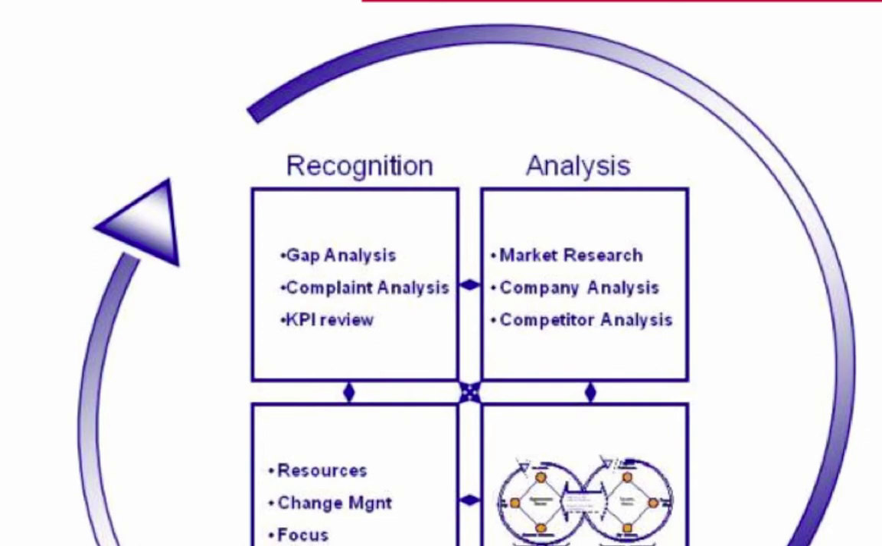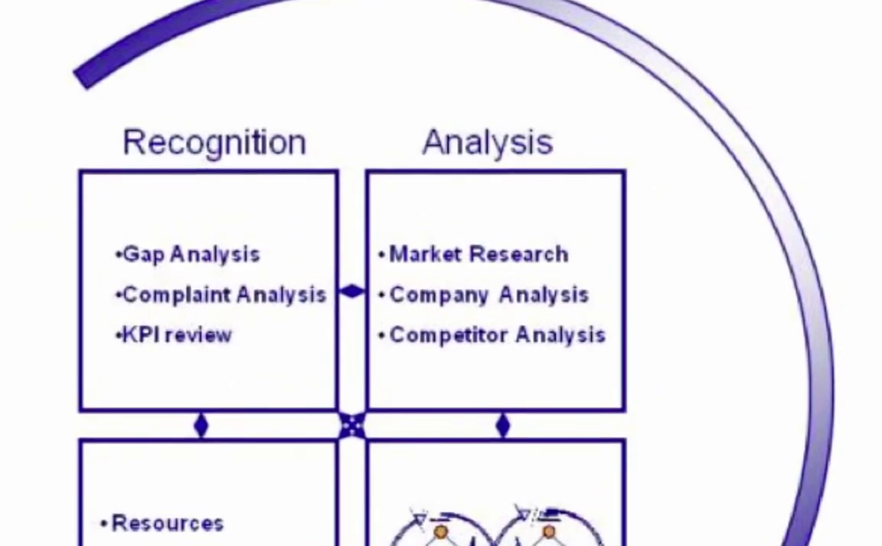Then you have an analysis phase. That's the second phase where you go deeply into market research. You do basically two types of analysis, that is company analysis and competitor analysis, or you do an internal and external analysis. The external is more than competitor analysis. We will go into that and I will show you some examples.